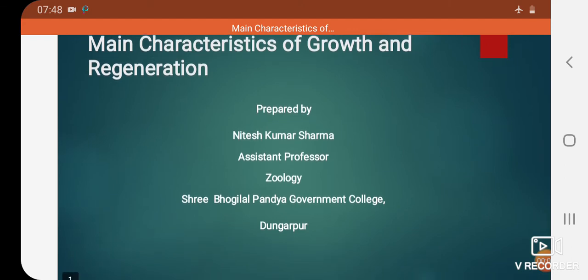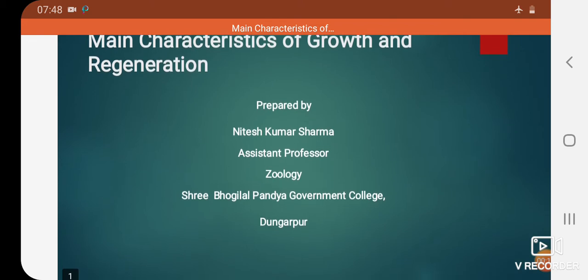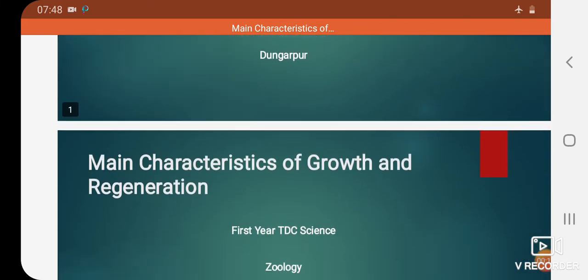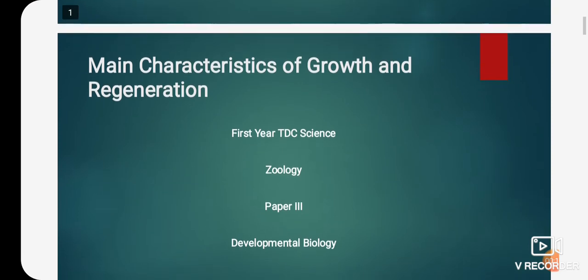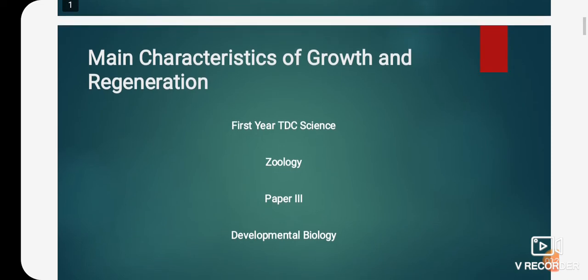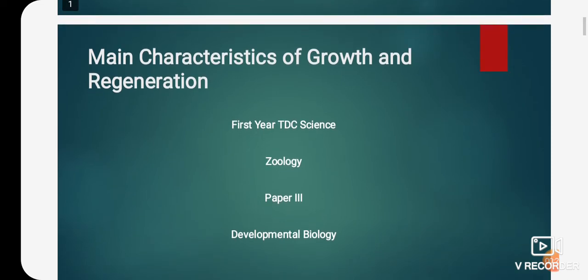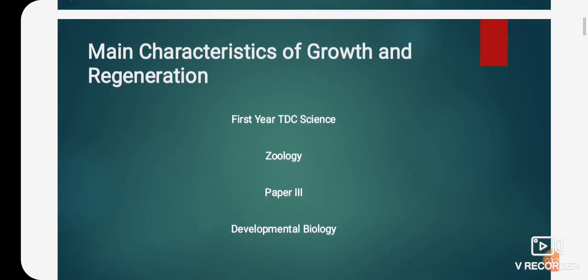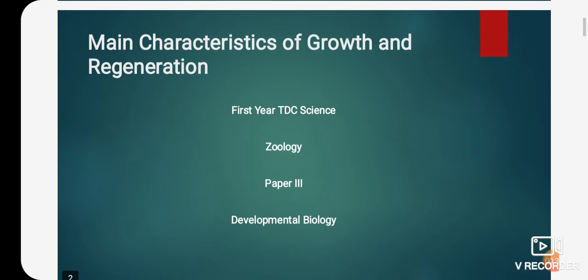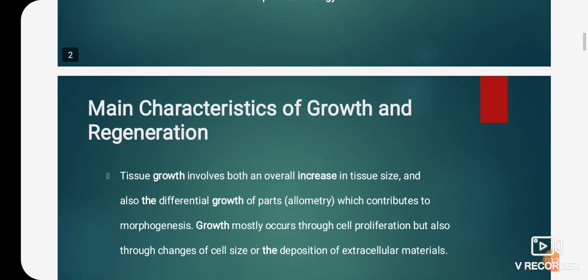This topic, main characteristics of growth and regeneration, is included in the paper 3rd Developmental Biology of BSc Part 1st. Students, in this topic, we will study the growth and regeneration process during embryogenesis and during the lifespan of the organism.